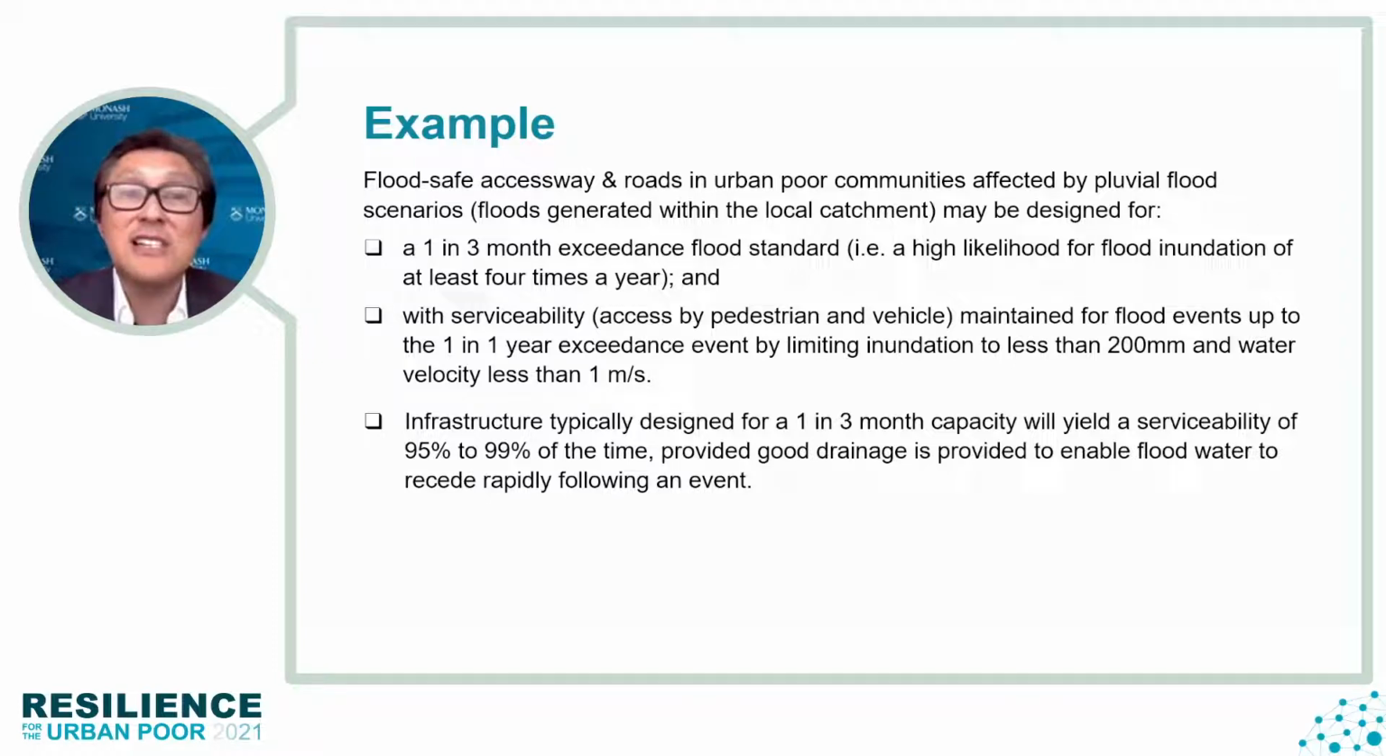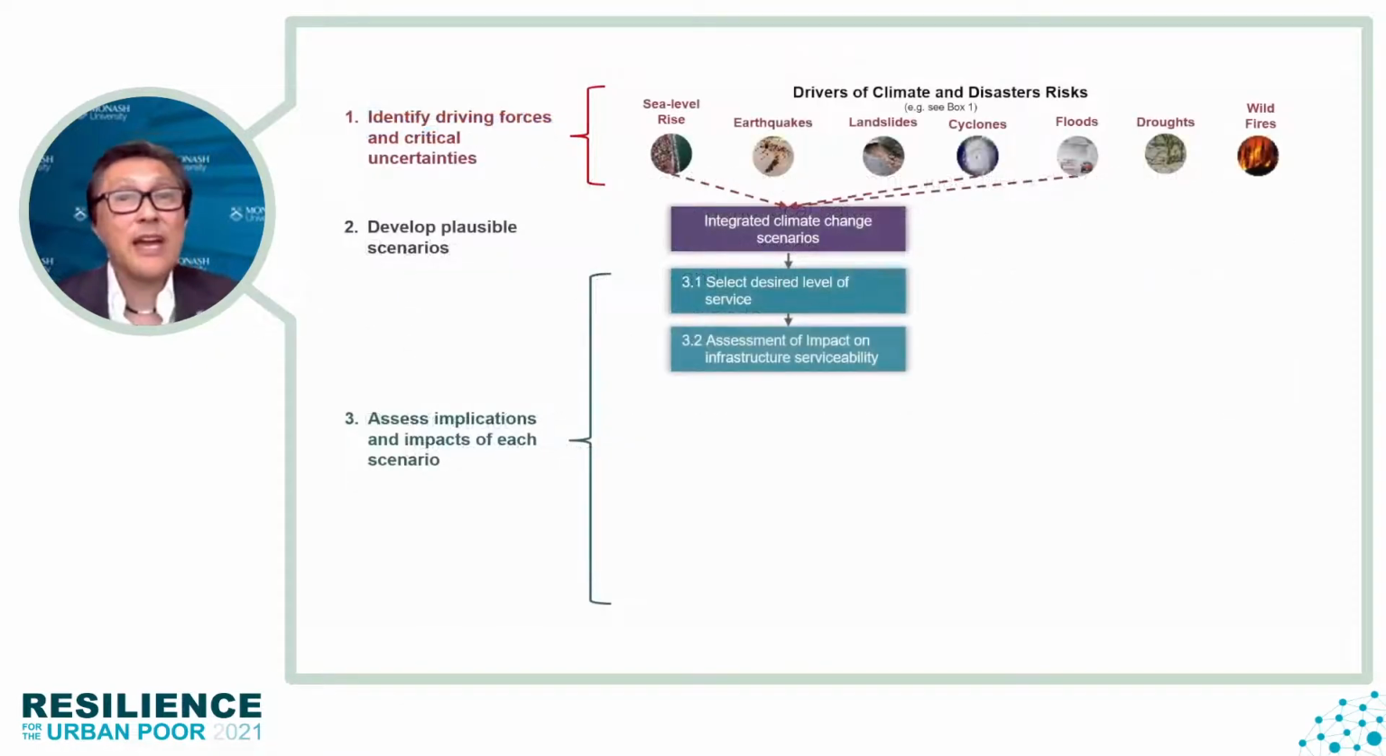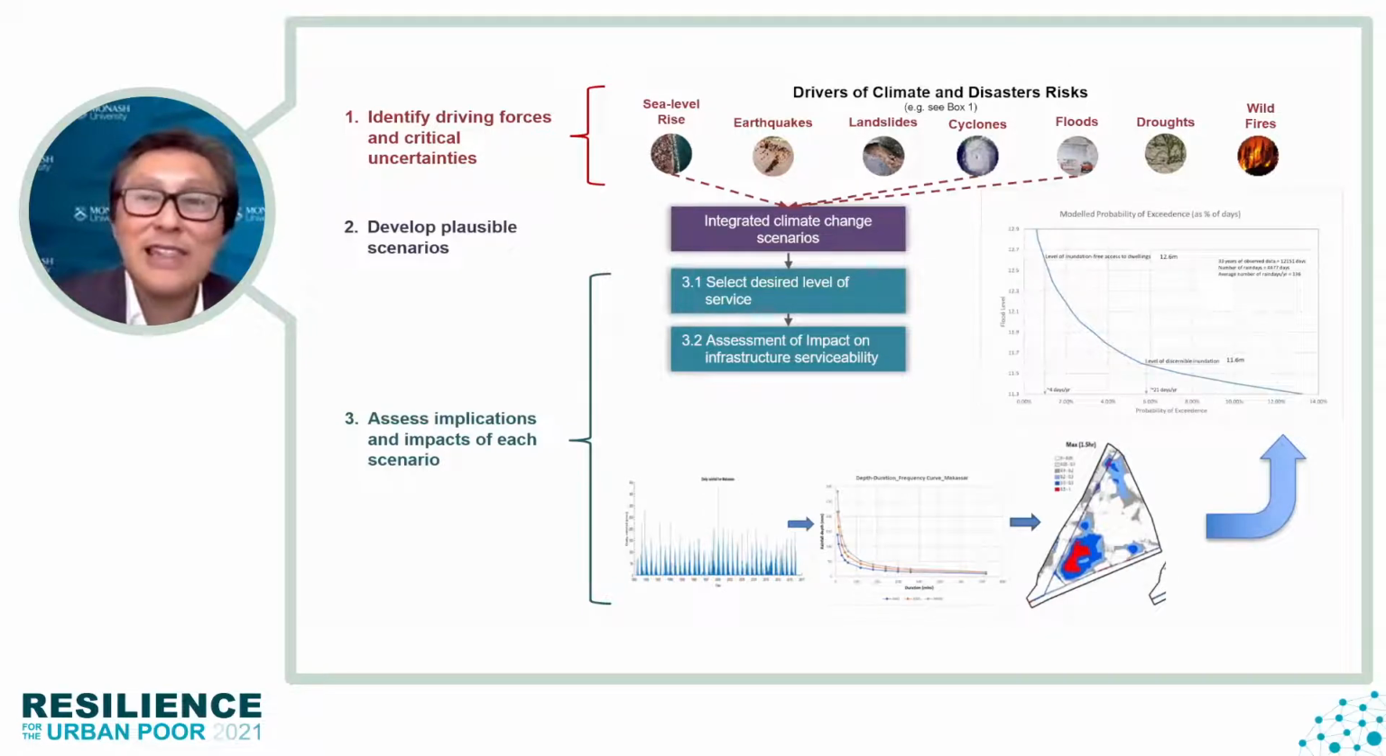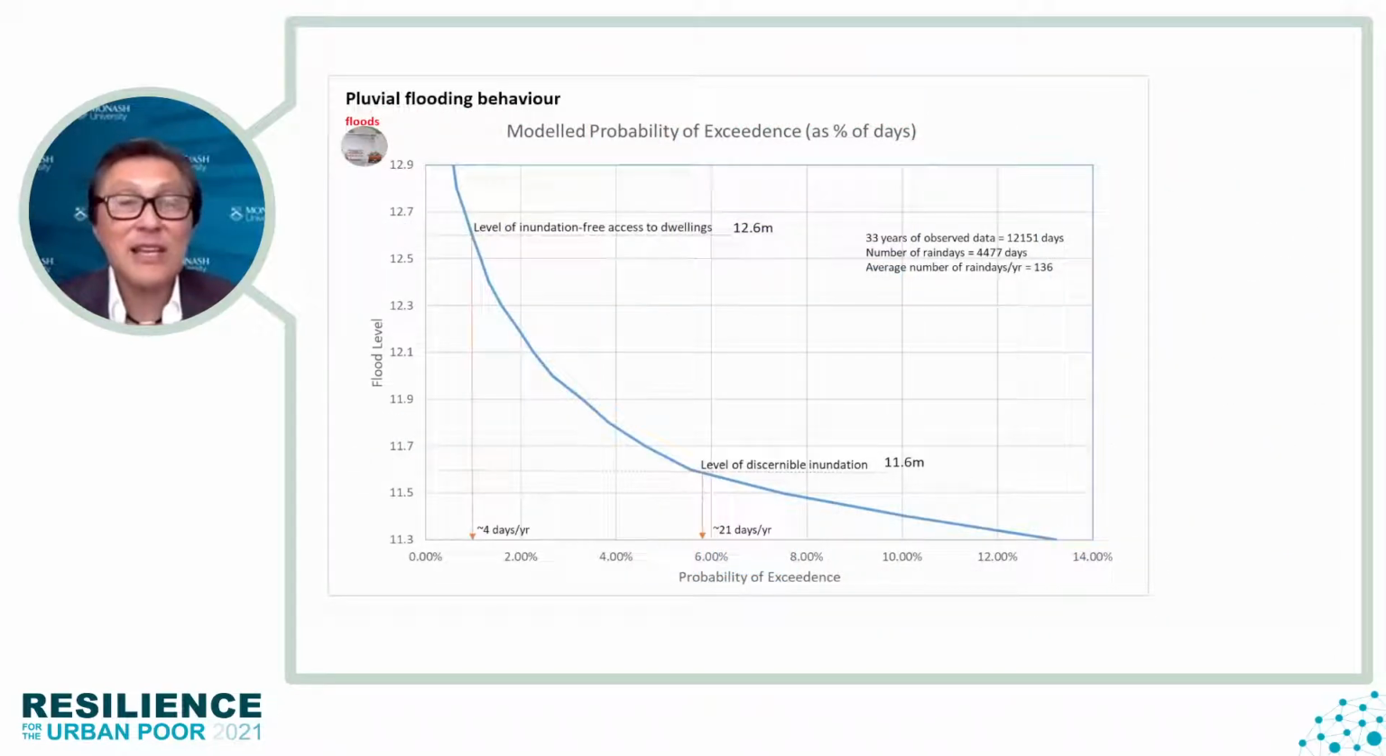So you find the infrastructure typically designed for the 1-in-3 months or 1-in-1 year will have a serviceability of 95 to 99% of the time. And for the urban poor, that actually helps alleviate a lot of their difficulties without this infrastructure costing being too expensive. So having done that, we then actually did an analysis on, well, given the rainfall, what would be the flood levels that we need to design our access road for? We did an analysis, which I won't go through, that led to that simple graph that you see to the right of the diagram. The simple graph simply looks at the probability that flood level is being exceeded against the flood level on the vertical axis.